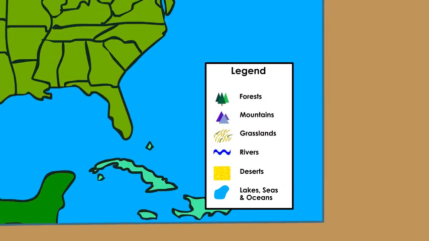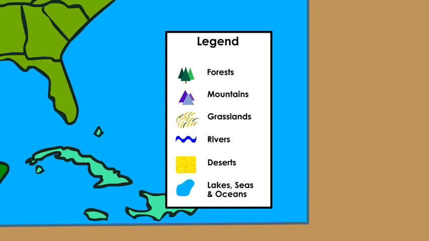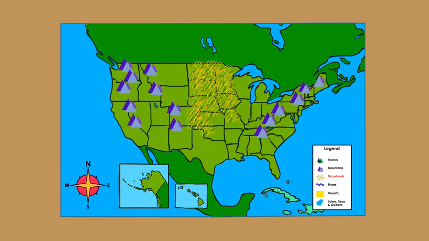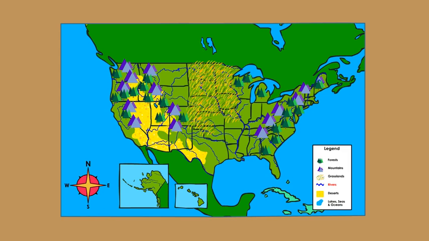What's down there in the corner? That's called a legend. It shows the different symbols you see on the map, and it explains them. These symbols show you where the mountains, grasslands, forests, deserts, lakes, and rivers are. Sometimes the legend is called the key because it gives key information about the map.